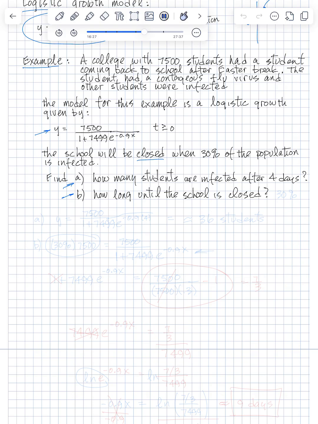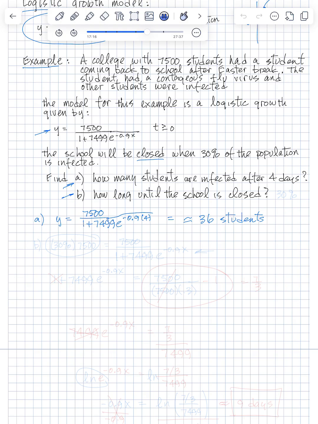So for A, we're going to use the equation y is equal to 7,500 over 1 plus 7,499 e to the negative 0.9, but x, which is our time, is going to be 4 days. So you just plug that, this is all under here. So you just plug that into your calculator and you get roughly 36 students will be infected after 4 days.